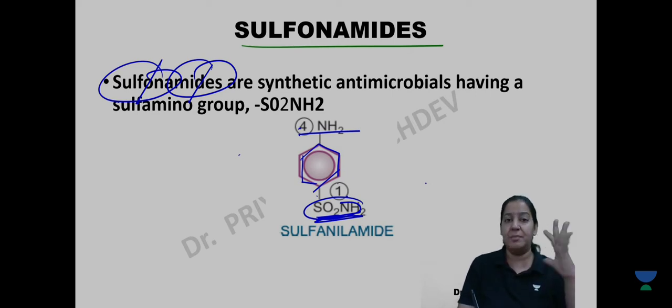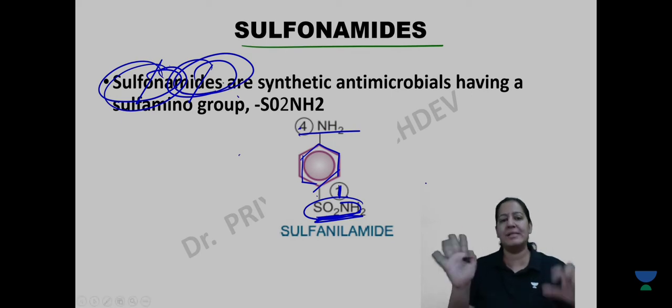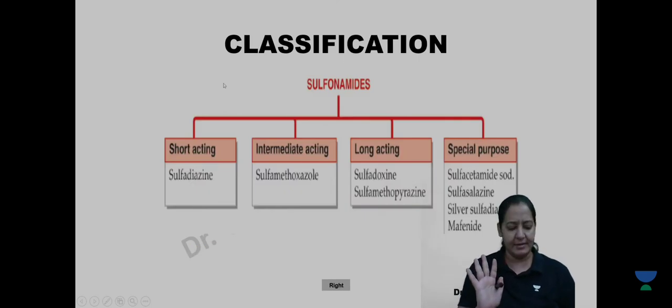Don't learn the exact structure, but you never know which point your MCQ will come on in next year's exam, right? So just learn the carbons. On carbon number 1 it is the sulfona group and on carbon number 4 it is the amide on a benzene. So that's why it is known as sulfonamide. You don't have to learn the structure in broad detail. So that is the thing, right?